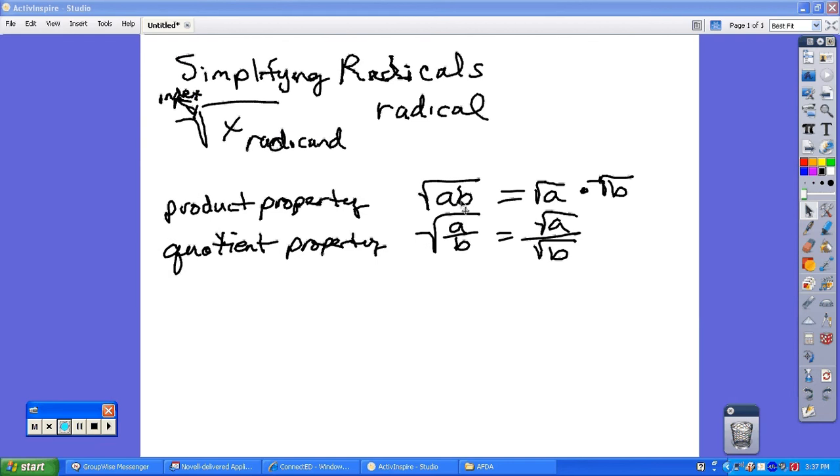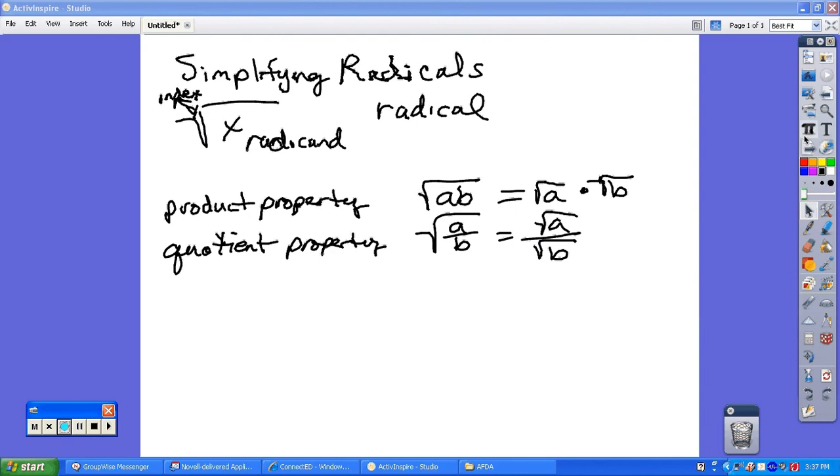and here b has to be greater than 0. What happens here is that if you have two numbers multiplied underneath a radical, you can separate them out. Here, if you have two numbers divided underneath a radical, you can separate them out. So it's called the product and the quotient property. One of the things you want to pay attention to is that if it's together, you can put it apart. But if it's apart, you can put it back together. And that's usually one of the rules that students forget.